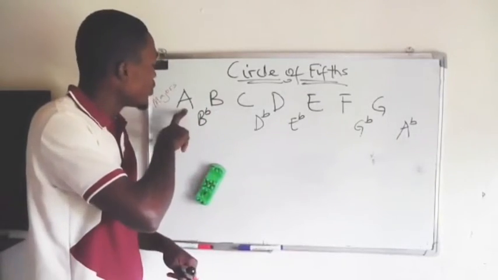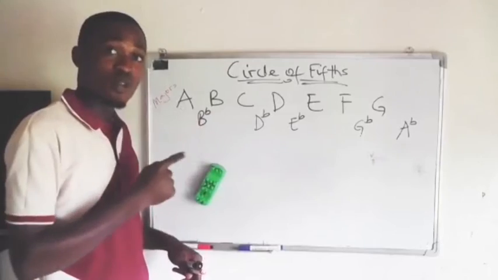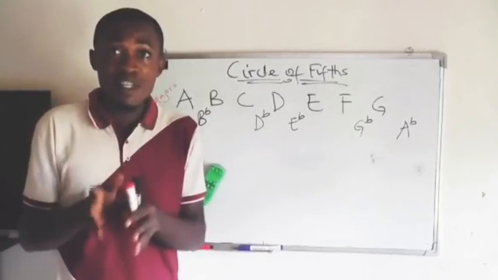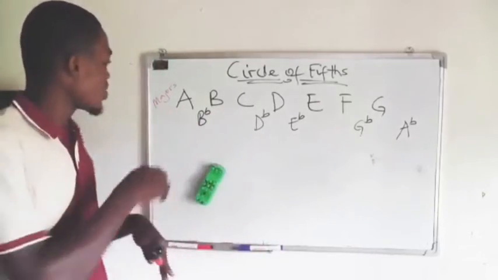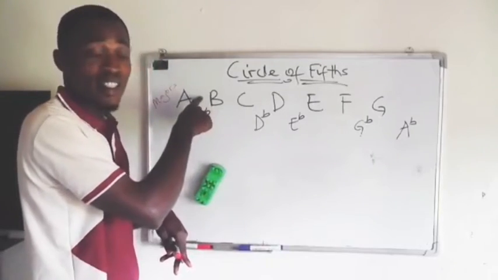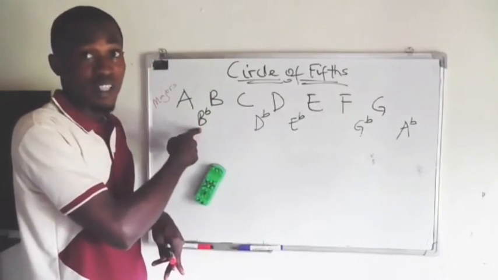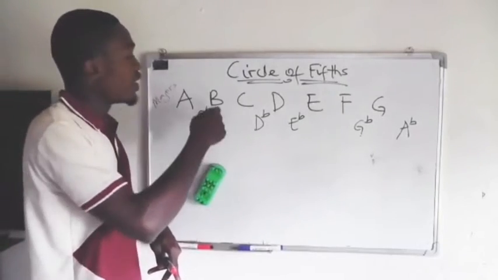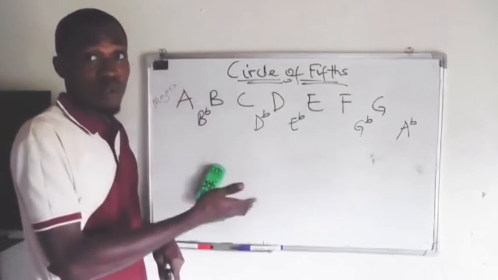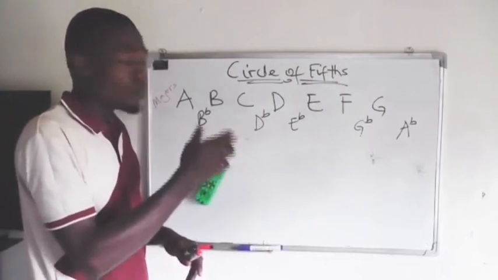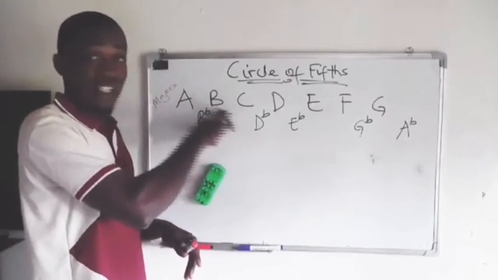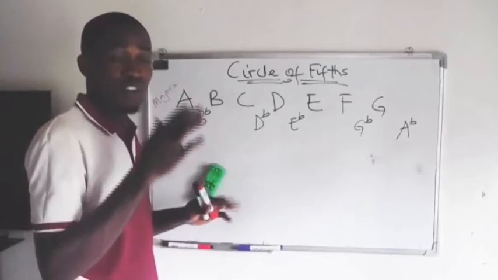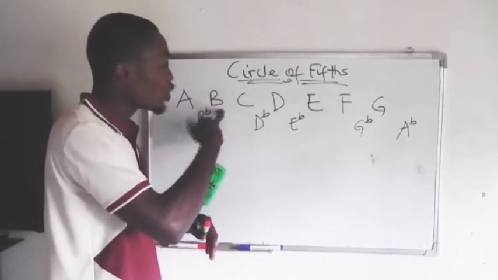So from A to B is actually a tone, meaning that there's a space in between them. That space is recognized as B flat. I believe you probably know that you can call it B flat or A sharp. Then between B and C is a semitone, meaning there's no space in between them, so there are no notes there. You just go from B to C.